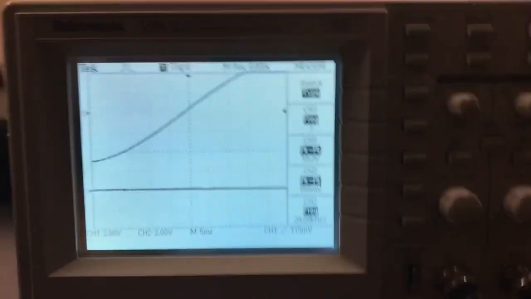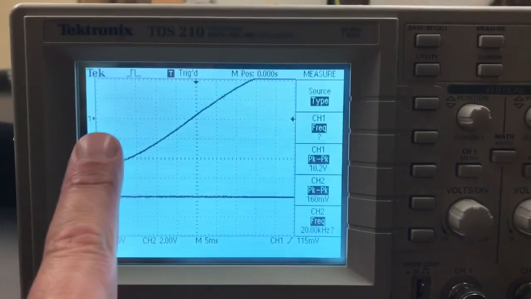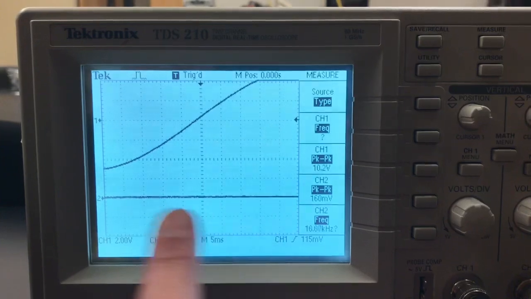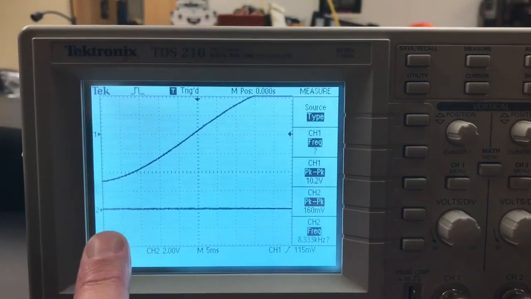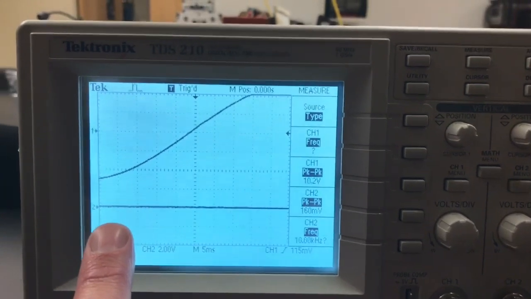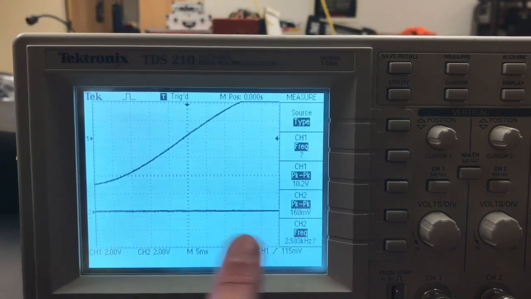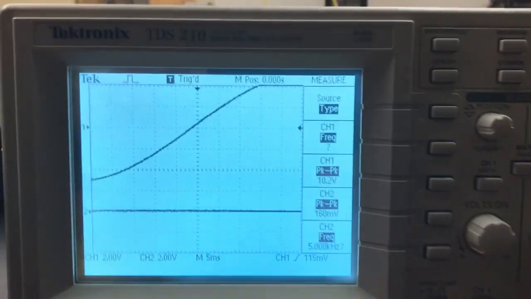So on the screen here, the upper trace, as you can see, the little 1 there, that's channel 1. Channel 2 is the lower trace. So this is the voltage across the function generator or the series combination of the capacitor and resistor, and then channel 2 is the voltage across just the resistor. So you can see there's almost no voltage across the resistor right now.